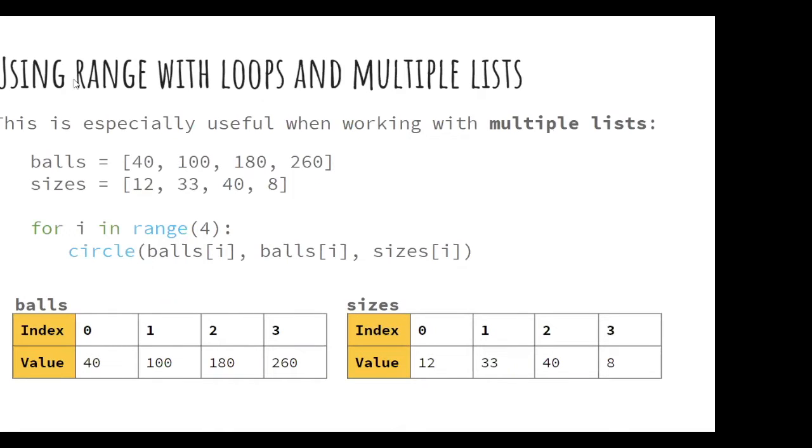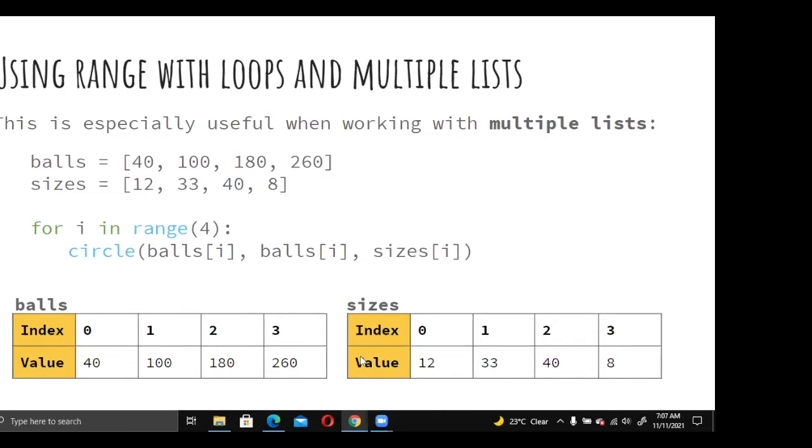So so far we have used range with loops with a single list. Okay. Now what we will be doing is basically learning about how we can use multiple lists with loops. Okay. So for that purpose, let's say this example.